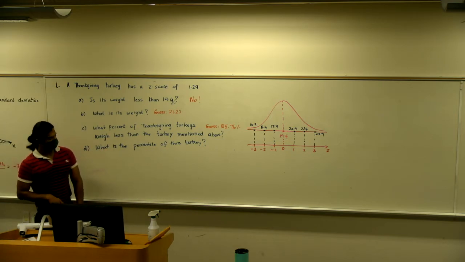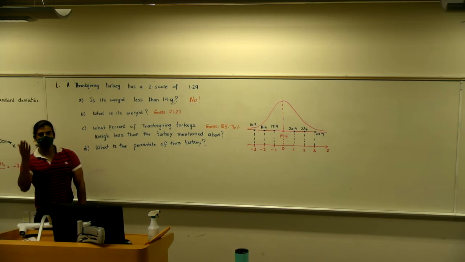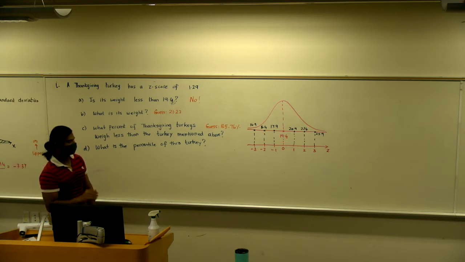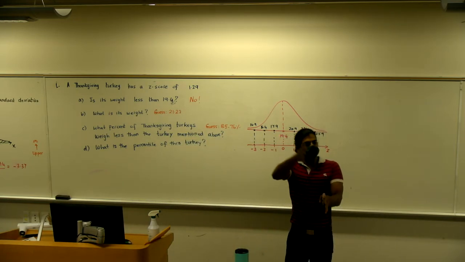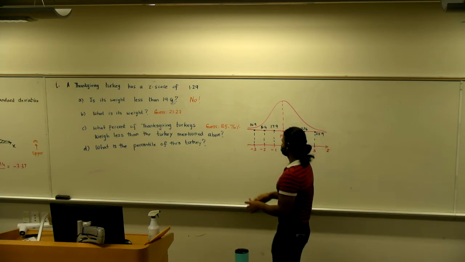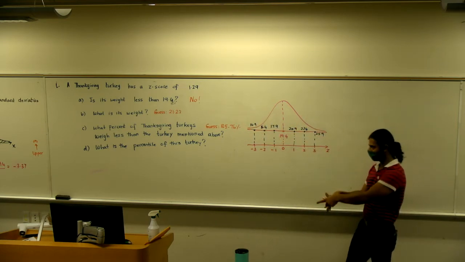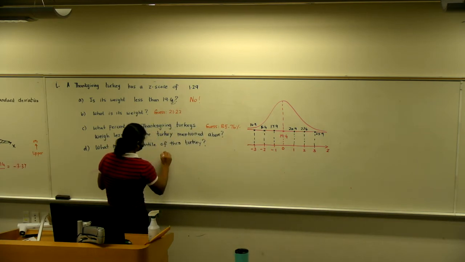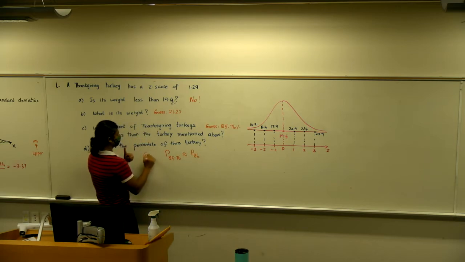Let's see if we can connect the dots. What is the percentile of this turkey? I'll give you a hint. This is related to the previous part. The percentile tells you the percent of turkeys that are below the current turkey that you have. So I know from part C, 85.76% of turkeys are below, so it has to be P85.76, approximately P86. That's just a guess.